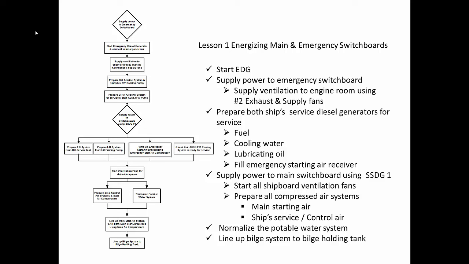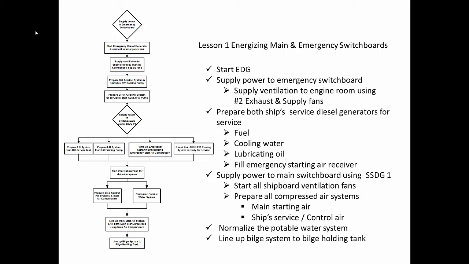So for Lesson 1, we are going to be bringing power up on basically a dead ship. We have no shore power available, so we will need to start the emergency diesel generator to supply power to the emergency switchboard. Then we're going to supply ventilation to the engine room using number 2 exhaust and number 2 supply fan. We will prepare the auxiliary systems for both diesel generators, and those are going to be fuel, cooling water, lubricating oil, and start air.